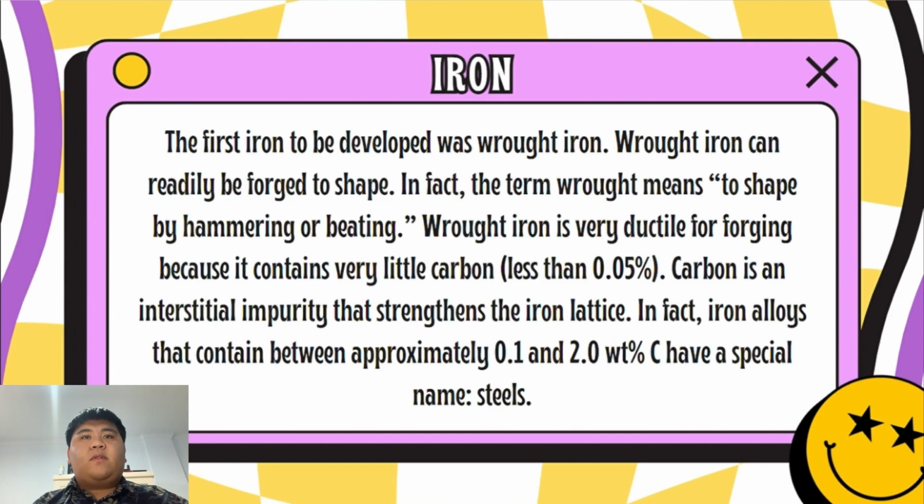The first iron to develop was wrought iron. Wrought iron can readily be forged to shape. In fact, the term wrought means to shape by hammering or beating. Wrought iron is very ductile for forging because it contains very little carbon, or less than 0.05%. Carbon is an interstitial impurity that strengthens the iron lattice. In fact, iron alloys that contain between approximately 0.1 and 2.0% of carbon have a special name, they are called steels.